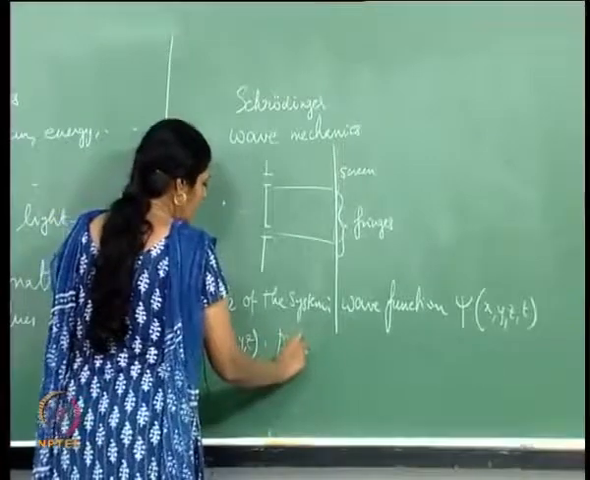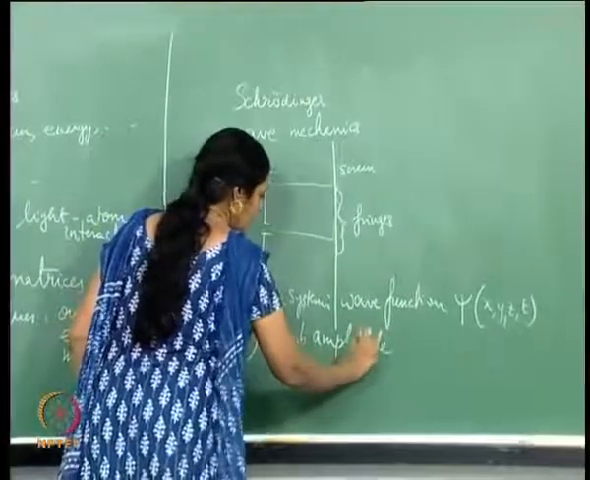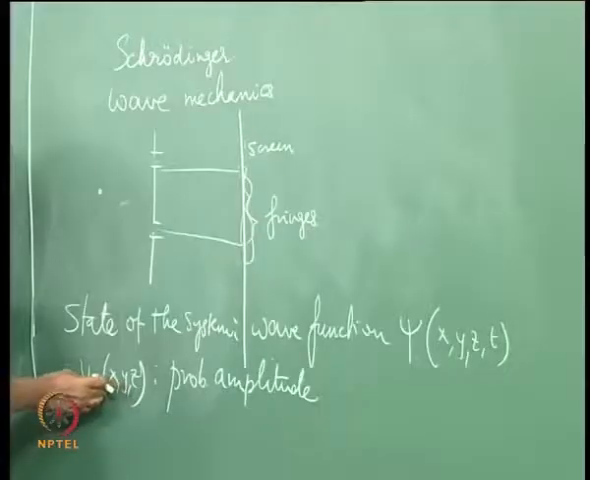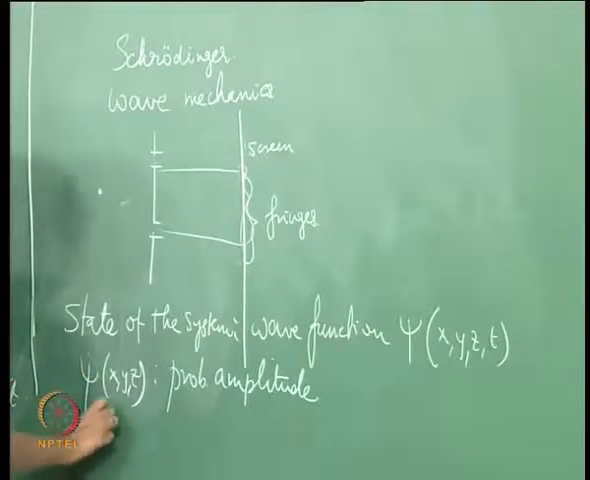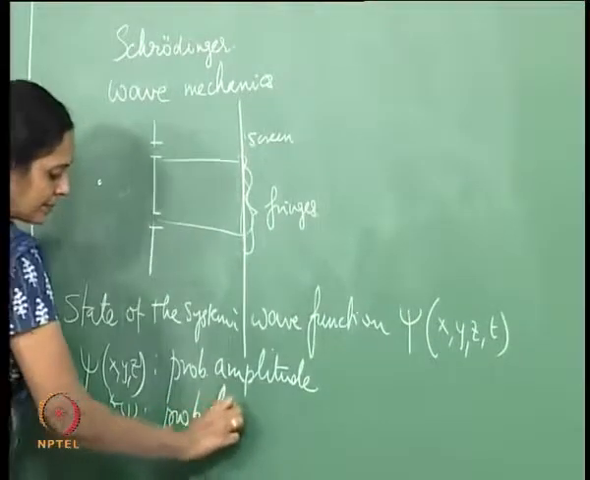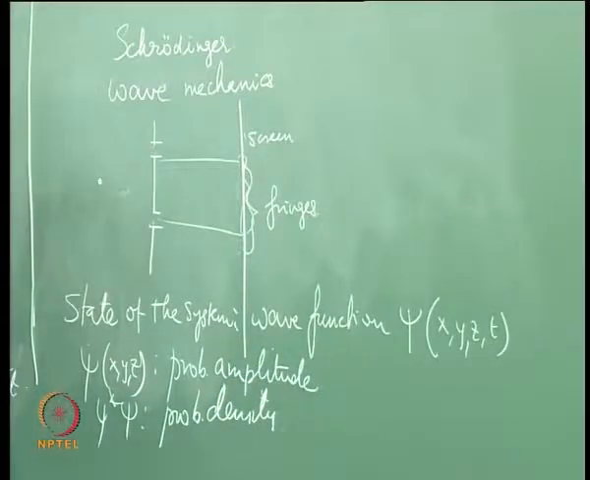psi is the probability amplitude of the system being in the region x to x plus dx, y to y plus dy, and z to z plus dz. Psi star psi is therefore the probability density, and the total probability of seeing the system anywhere in space will be 1.